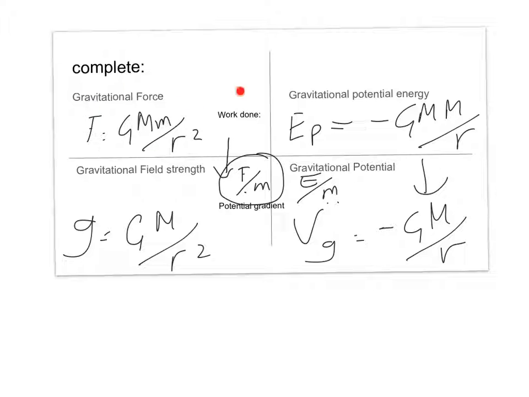Force times distance. How do we get from here to here? Gravitational field strength times distance. Remember, we talked about the potential gradient, and the potential gradient is gravitational potential divided by distance, which gives you field strength, and then similarly, the other way around, it's multiplied by distance.